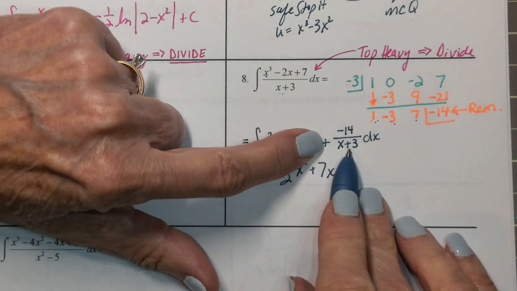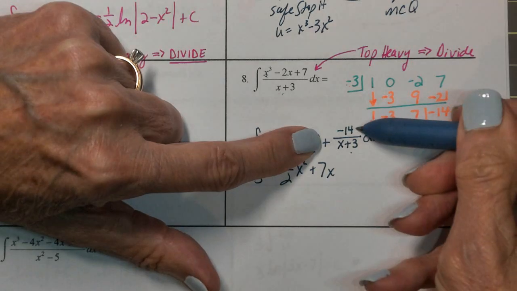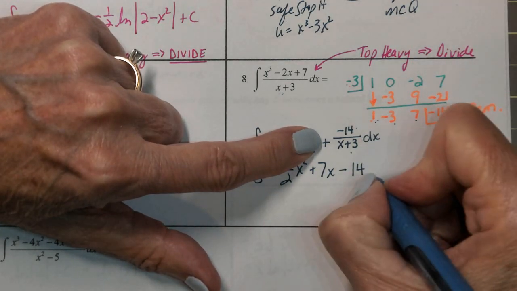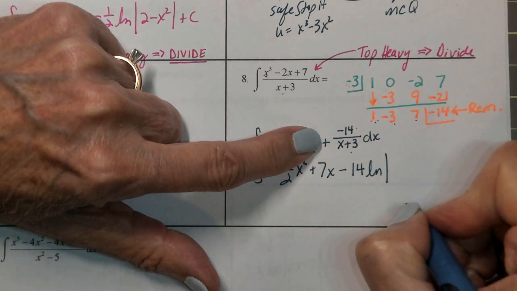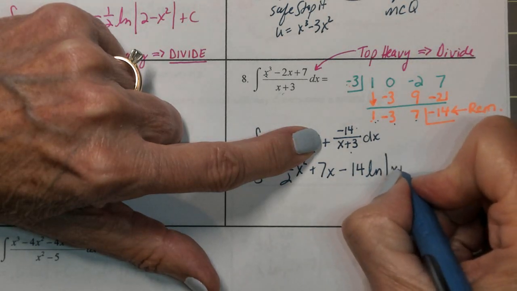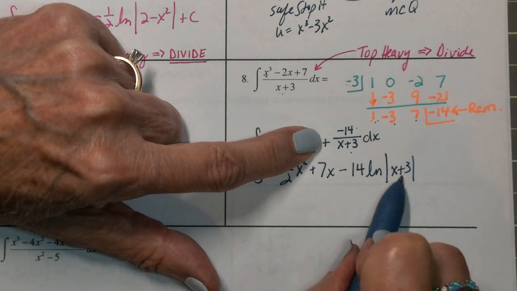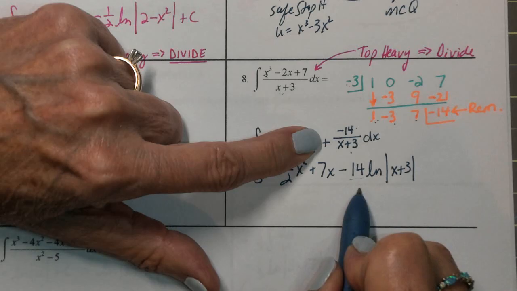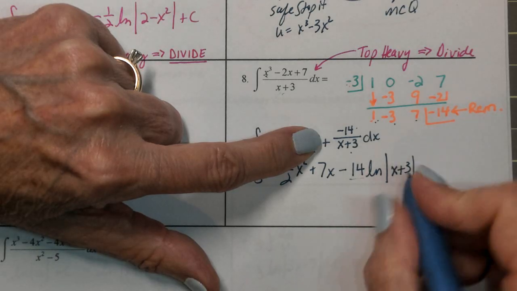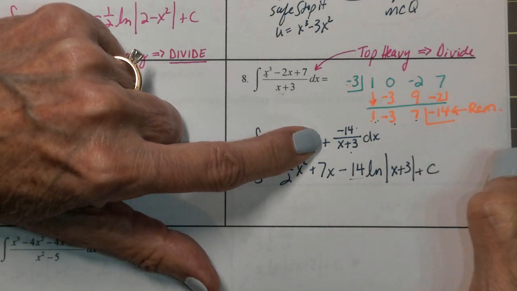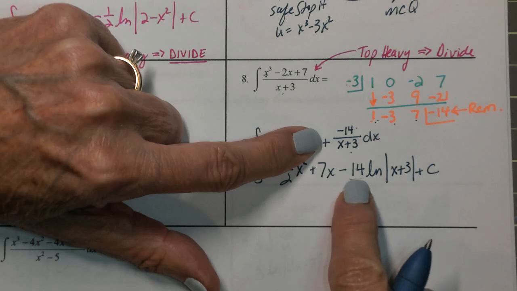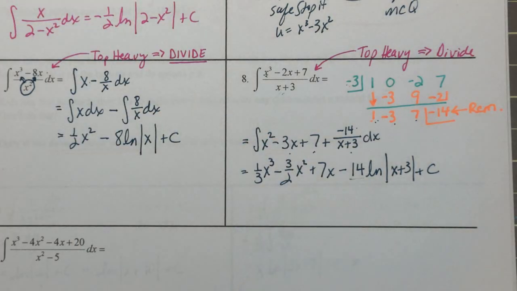Now we come to this piece. The -14 will stay. ln absolute value x plus 3. The derivative of x plus 3 is 1, so it's like we're dividing that 14 by 1, plus c. It's like we're dividing that 14 by the derivative of the x plus 3, which is 1. So that's just our answer here.